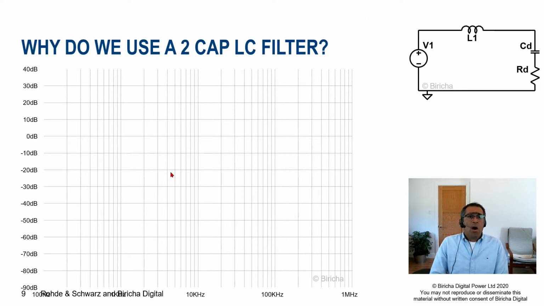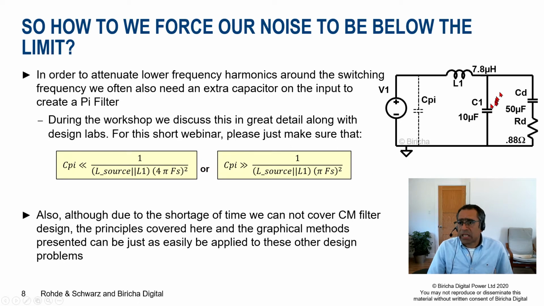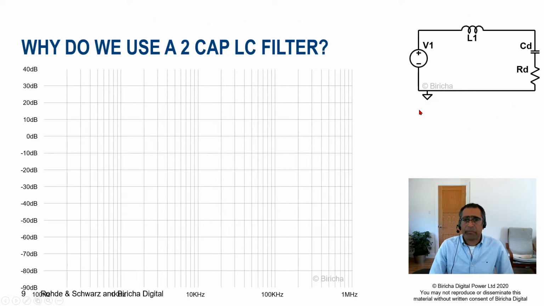Now, why do we use a two-cap filter? In other words, a capacitor there and a capacitor there, ignoring this C pi. It's because of the ringing that happens with a one-cap filter, like so. If you just had one inductor here and one capacitor here, the Q of this filter is 1 over R square root of LC.